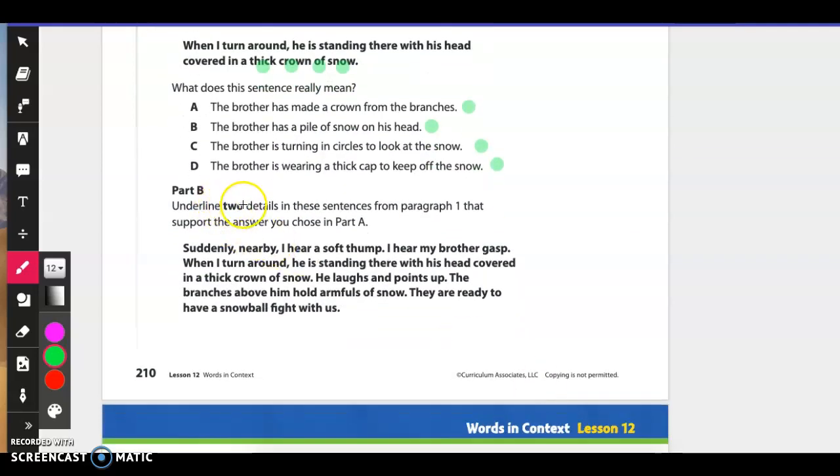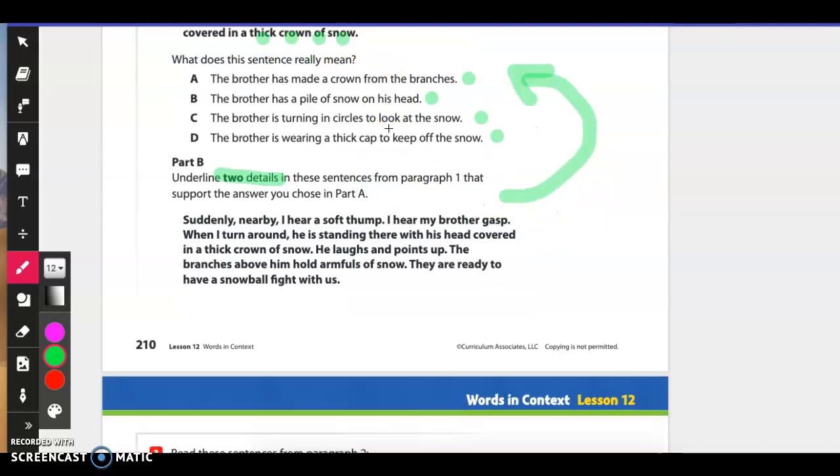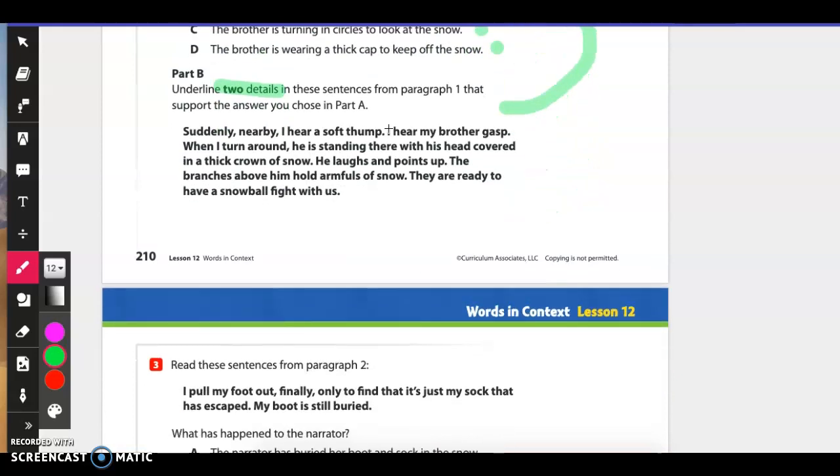Part B is to underline the 2 details from paragraph 1 that help you to know the correct answer in part A. So you should underline 2 details, and it should have to do with a thick crown of snow on his head. Go ahead and pause your video and make sure you have completed those sections before moving on.